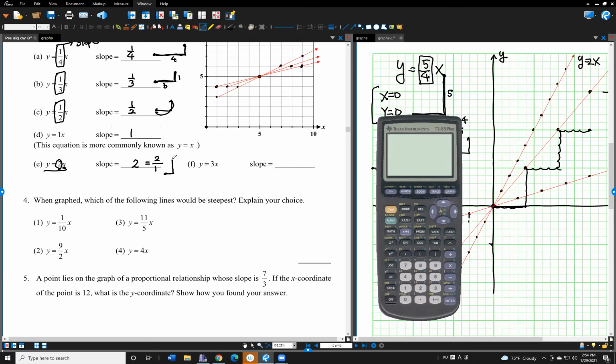One right, two up. They give us a pattern, how does it increase? Increasing pattern or decreasing pattern, okay? How do they move? When y equals 3x, what is the slope? This slope is 3, that's the slope.